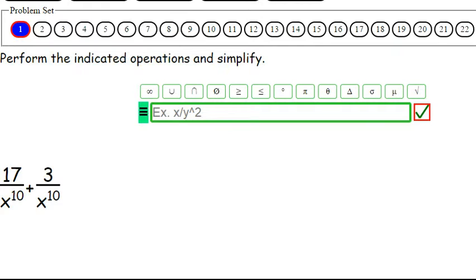Alright. Go over here to the whiteboard. So 17 over x to the 10th plus 3 over x to the 10th. So this is just like adding fractions, okay, regular fractions.